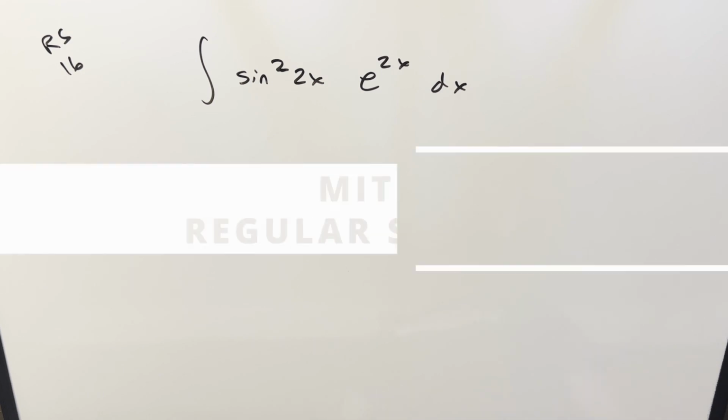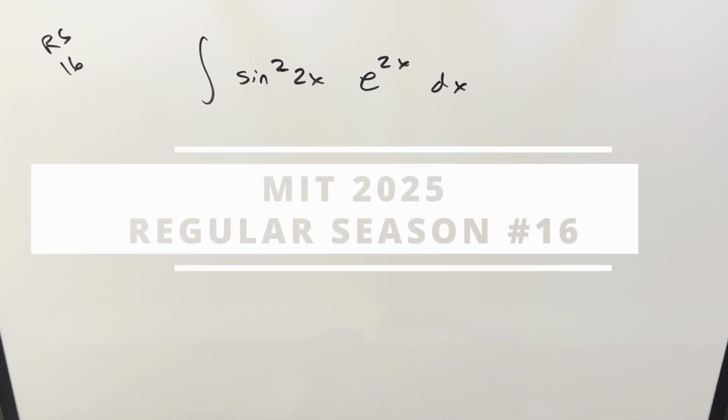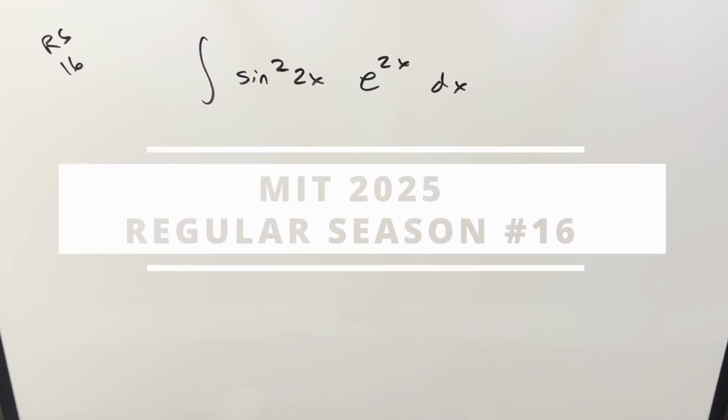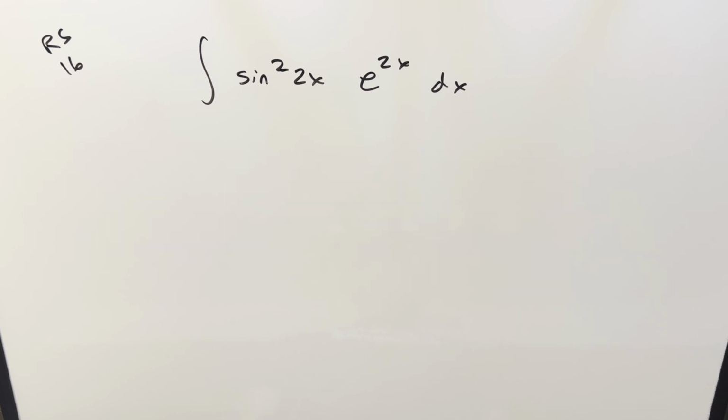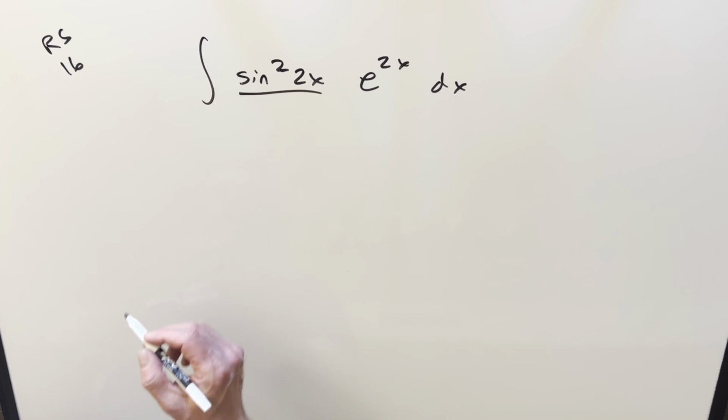Okay, we have here another integral from MIT 2025, regular season number 16. We've got the integral of sine squared 2x times e to the 2x dx. For this one I just did straightforward methods really. We can basically use integration by parts.